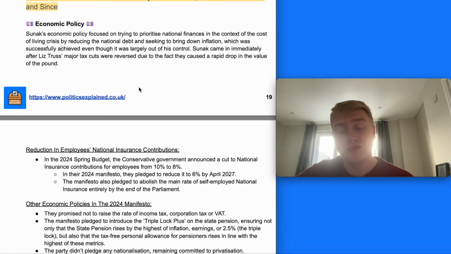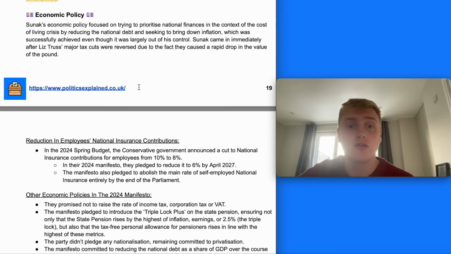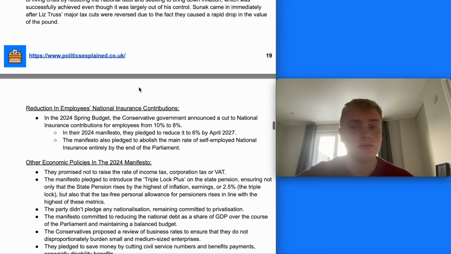So pretty similar to Labour, it focused on trying to prioritise national finances in the context of the cost of living crisis by reducing the national debt and seeking to bring down inflation, which was successfully achieved, even though it was largely out of his control when Sunak was in power. Sunak came in immediately after Liz Truss's major tax cuts, and they were reversed due to the fact that they caused a rapid drop in the value of the pound.